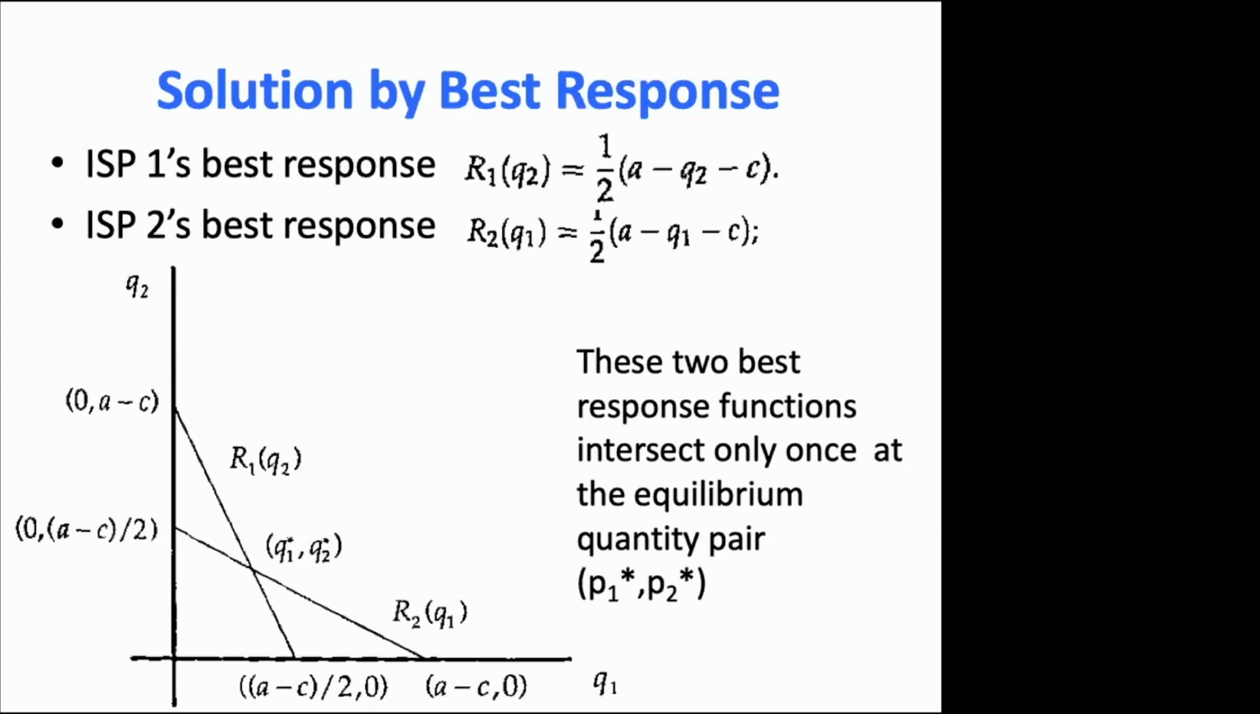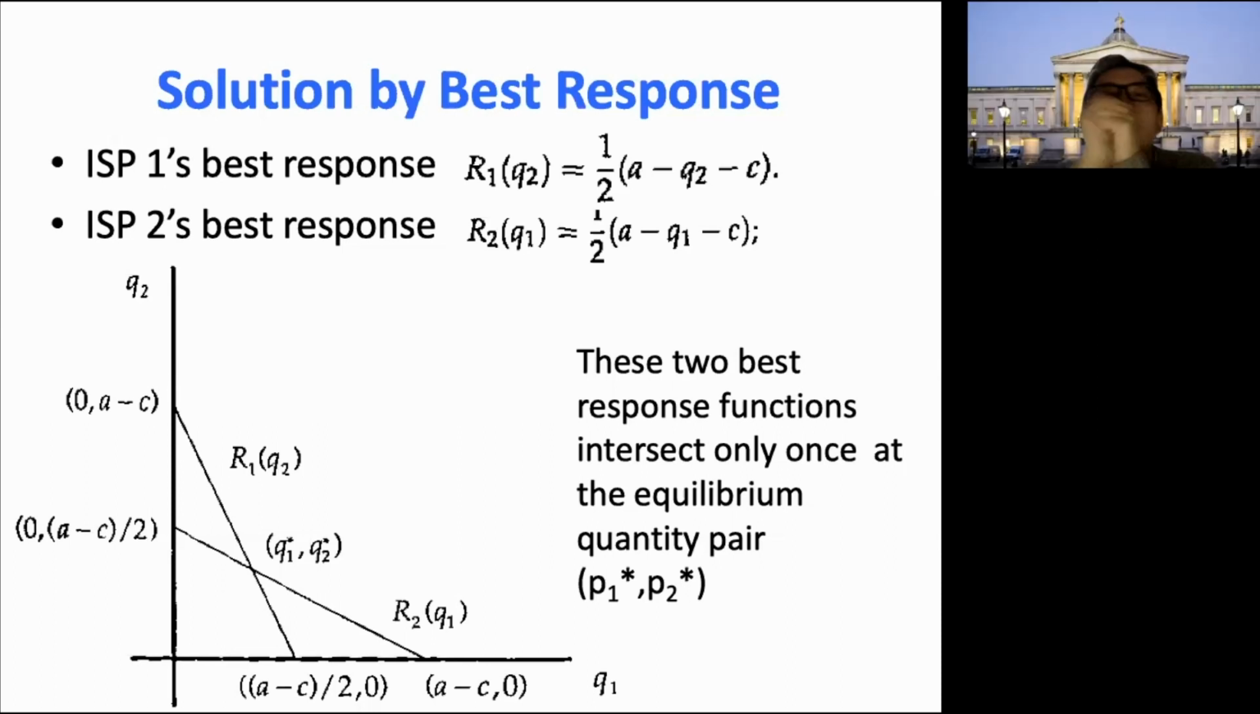Because neither ISP would unilaterally change their action, since each is optimal given the other's action, and vice versa. So it's the fixed point. Your best response is to me, and mine is to you. Therefore, the only solution in that case is the cross between the two lines, which is the Nash equilibrium.